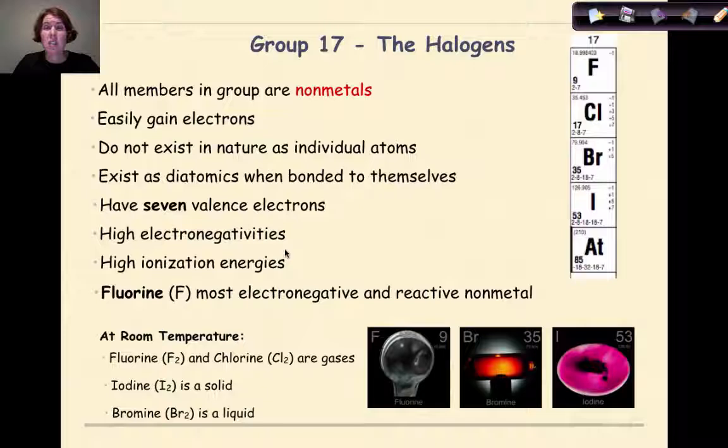They have high electronegativities, they have high ionization energies, and fluorine is the most electronegative and reactive nonmetal on the periodic table with an electronegativity of 4. At room temperature, fluorine and chlorine are going to be gases. Iodine is a solid and bromine is a liquid. And when we get to something known as intermolecular forces, we'll talk more about why that is.